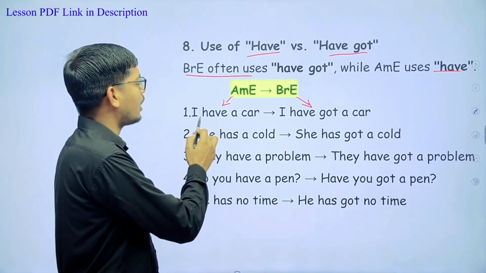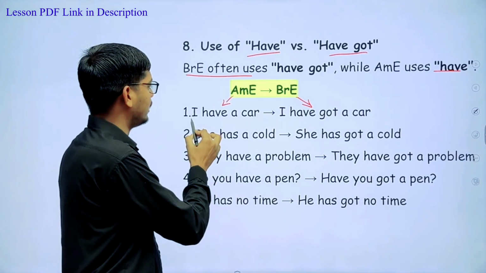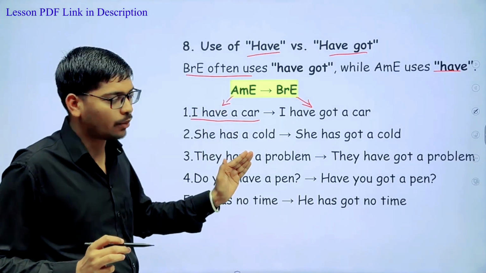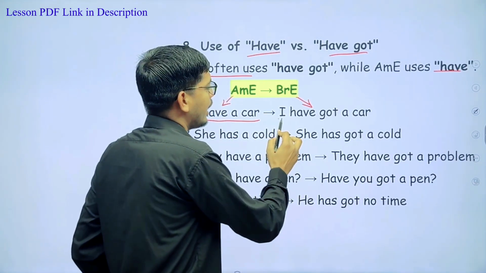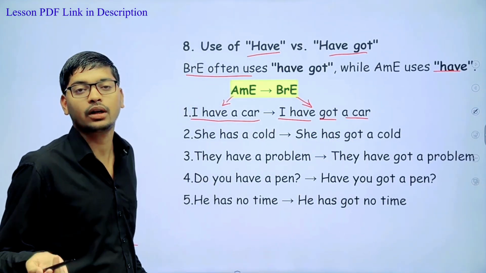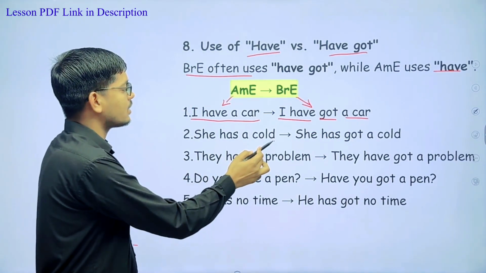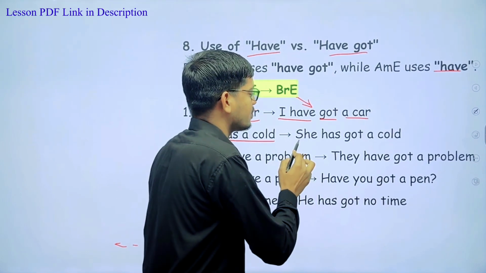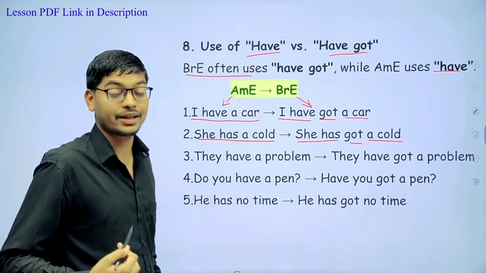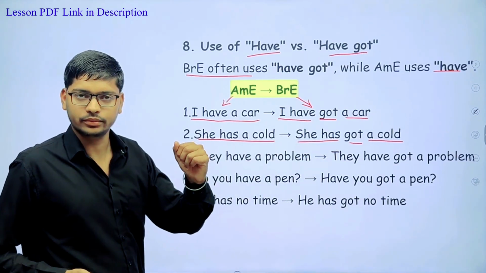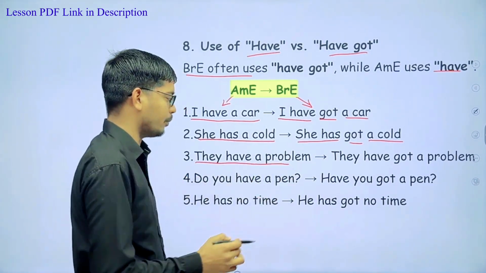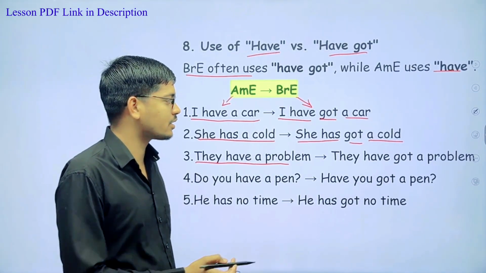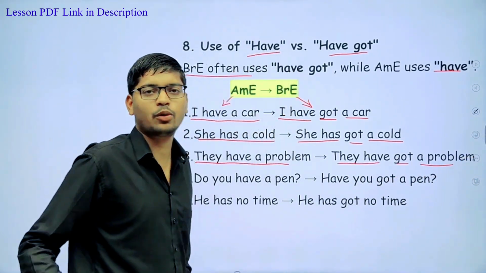I have a car, in American English. But if I talk about British English, I have got a car. She has a cold. But in British English, we say she has got a cold. They have a problem in American English. But in British English, they have got a problem.